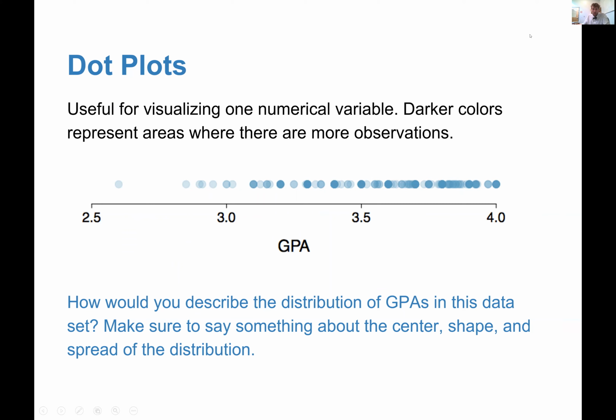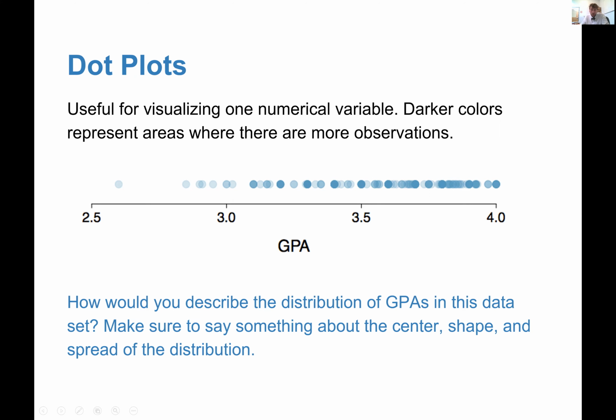So how would we describe this GPA data? Well, the GPA data is between 2.5 and 4. It seems to be centered somewhere around 3.5. It's hard to tell here. And it's spread out more on the left than it is on the right. We'll learn a word for describing that in a second.